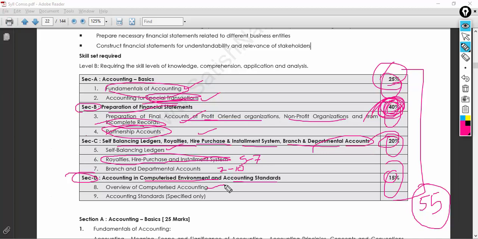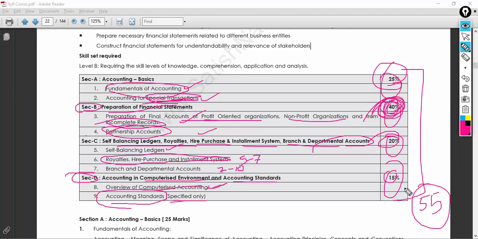So in case we have prepared those things, I would suggest you write some of the concepts and some of the realities of what is currently there in the industry with regards to computerized accounting. That would help you fetch 1 or 2 marks. Important, right? Yeah, that you can concentrate on. A few of the accounting standards are also specified.